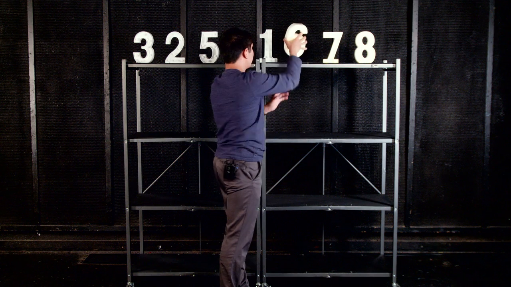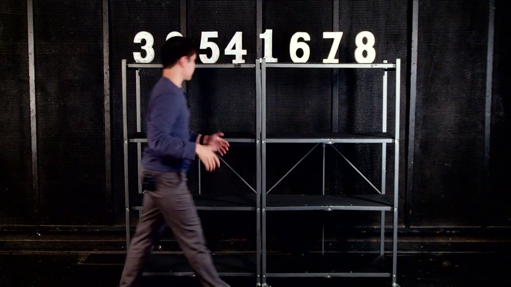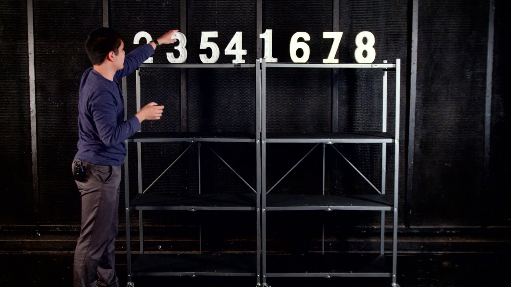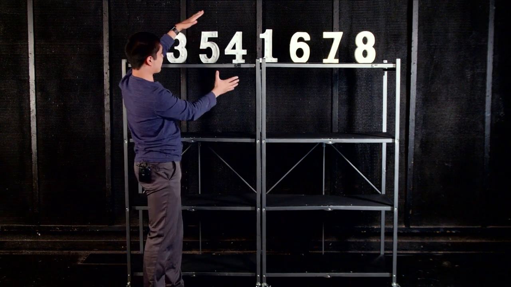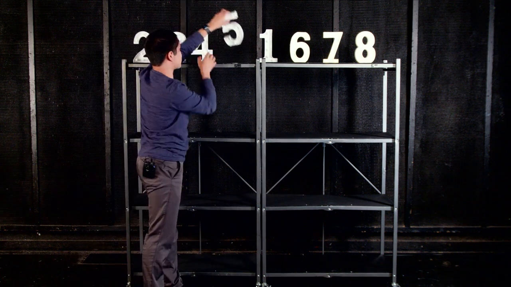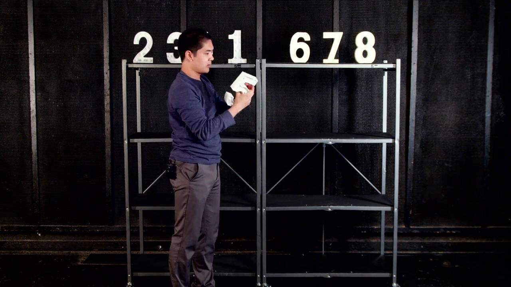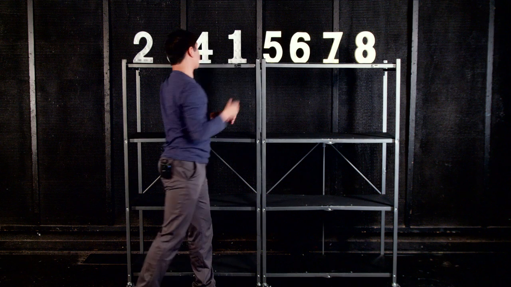And now the 6, that I can say is in its correct position. And I'll repeat it again. The 3 and the 2 are out of order, so those get switched. The 3 and the 5 are OK. The 5 and the 4 are out of order, so those get switched. And then the 5 and the 1 need to be switched as well. So there's the 5 in sorted position.